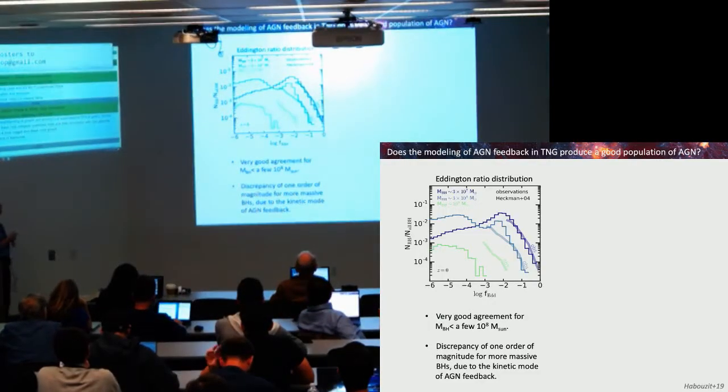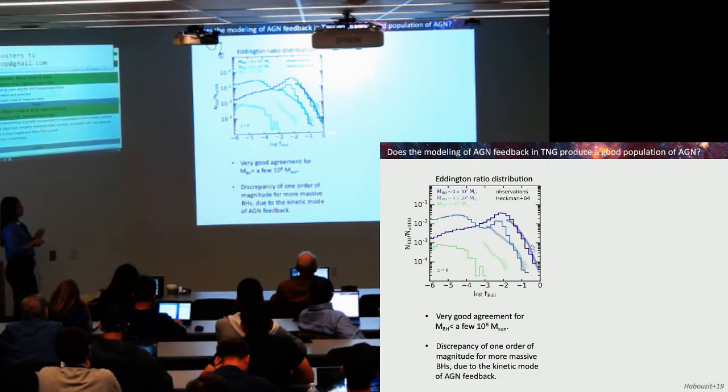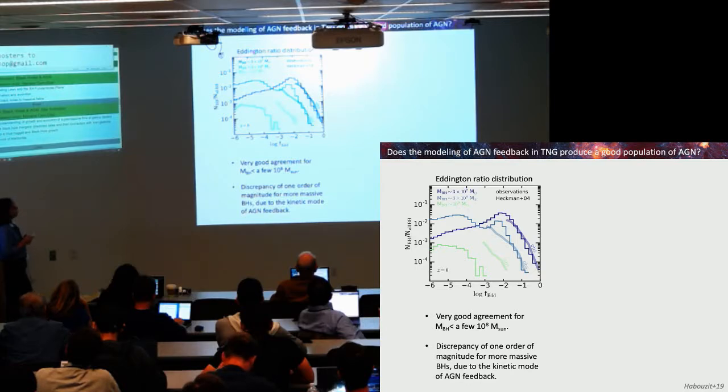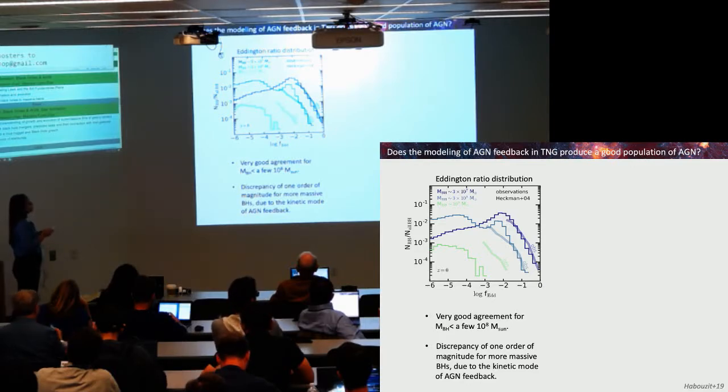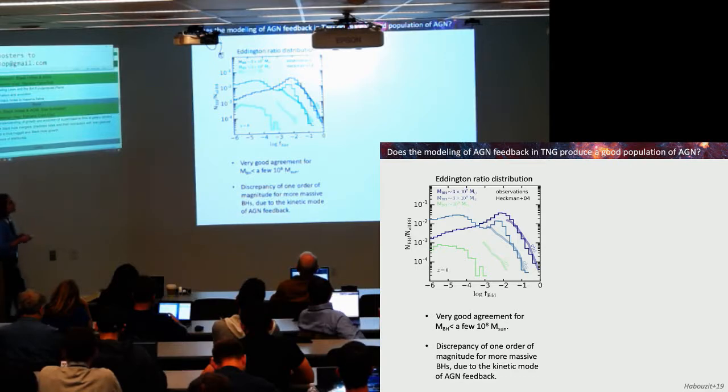Here I'm showing you the Eddington ratio distribution. Basically, it's proportional to the accretion onto the black holes, and I've binned this in black hole mass. The observational constraints are those thick lines. You see that 10^7-ish solar mass black holes are in good agreement with observation. When you're moving to more massive black holes of 10^8, still in good agreement, but you see this bimodality in the distribution.